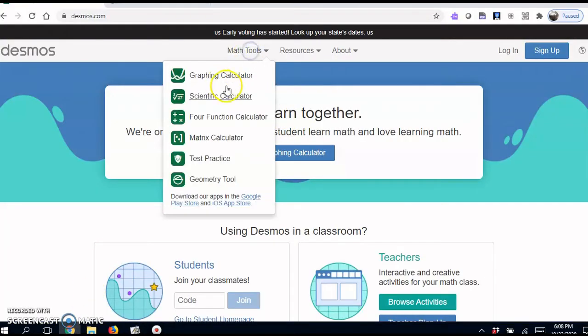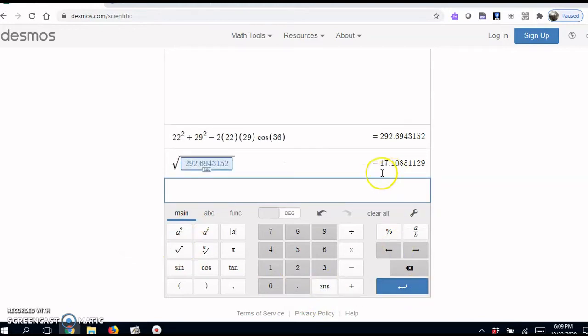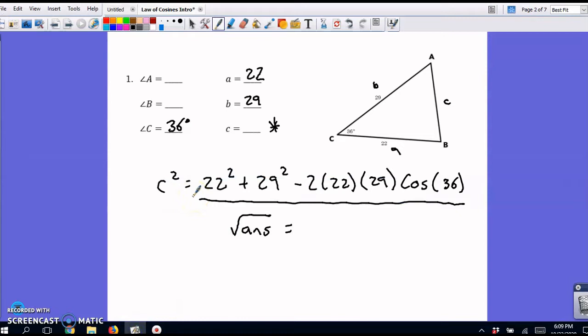So if we go over to Desmos, you want to use a scientific calculator. You just say 22 squared plus 29 squared minus 2, that's always in the formula, 22, 29. It doesn't matter which order you put the two sides in, it's going to work regardless. Cosine, we're in degrees, so make sure that stays in degrees, and it was 36 degrees. Enter. So there is your side C squared, and then you take the square root of that answer. So side C must be 17.11 if we round. Now, when you're doing law of cosines, you only want to do it one time.